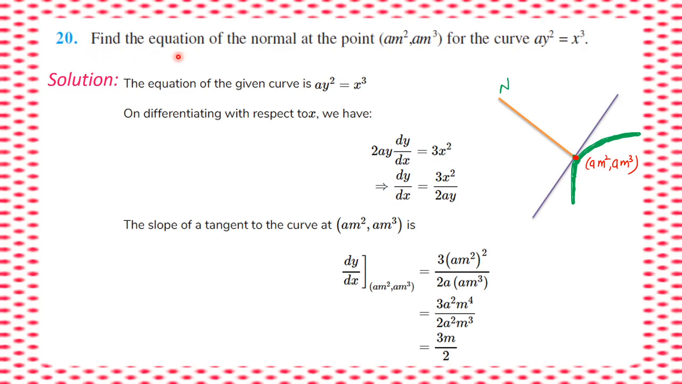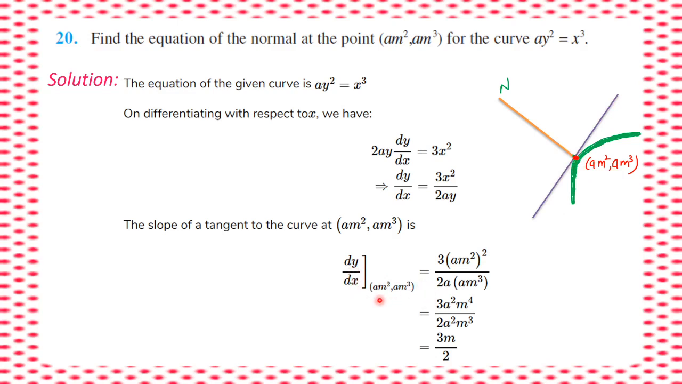Question number 20. Find the equation of the normal at the point (am², am³) for the curve ay² equal to x³. The equation of the given curve is ay² equal to x³. Let's say this is the required curve, this green one. Now on differentiating this with respect to x, what are we getting? 2ay dy by dx equal to 3x². So dy by dx is 3x² upon 2ay. Right, now the slope of the tangent at this point (am², am³). Let's say we have drawn the tangent at this point and we are talking about the slope at this point.